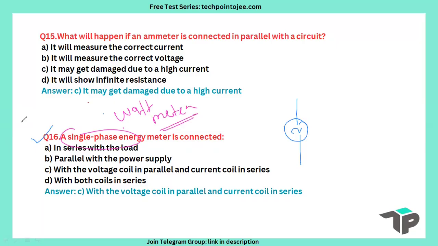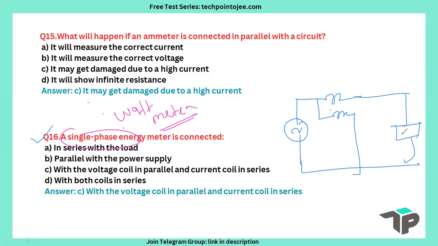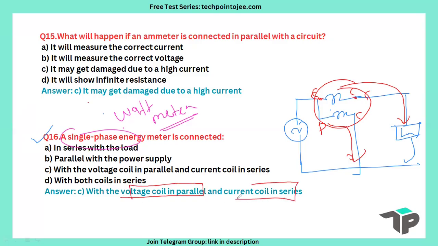A wattmeter has two coils. Here the box is the load. The wattmeter's two coils are the CC, current coil, and the PC, pressure coil or voltage coil. The current coil is connected in series and the voltage coil in parallel. So voltage coil in parallel and current coil in series. A wattmeter has two coils.